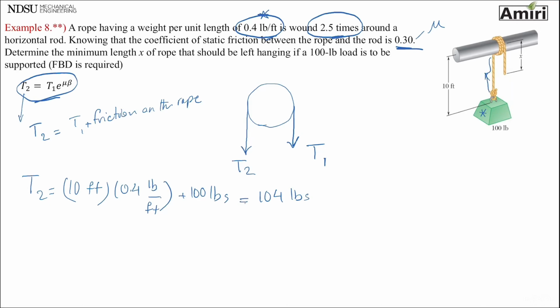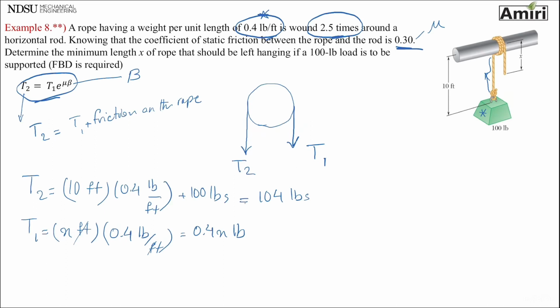T1, on the other hand, is X feet of rope, and how much weight is it? 0.4 pound per foot. So it's 0.4x pounds. Okay, mu is given, 0.3. The only thing left to find is beta.